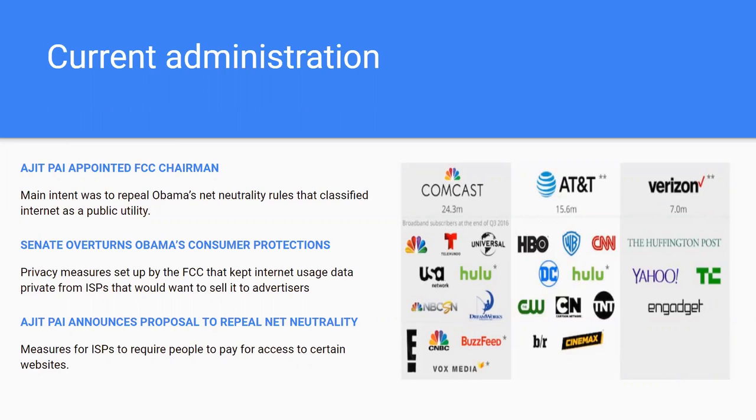But sure enough, wasting no time, on April 26, 2017, Ajit Pai, as the new FCC chairman, released his proposed regulation, outlining measures for internet service providers to require people to pay for access to certain websites.